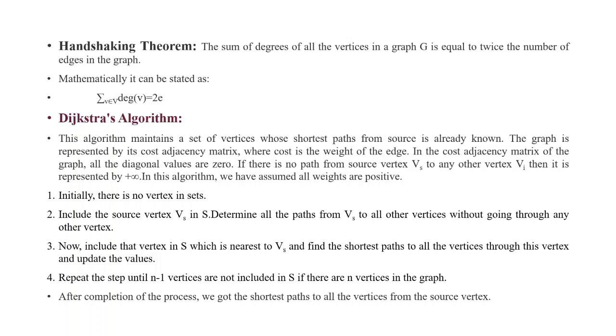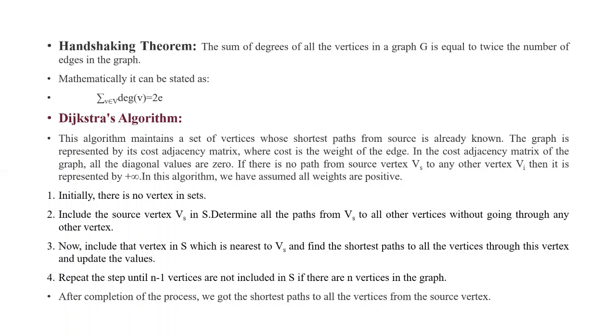Today we will see the handshaking theorem, or handshaking lemma. What is this handshaking theorem? The sum of degrees of all the vertices in a graph G is equal to twice the number of edges in the graph. Mathematically, the summation of the degrees of all the vertices is equal to twice the number of edges. We'll see the example later.